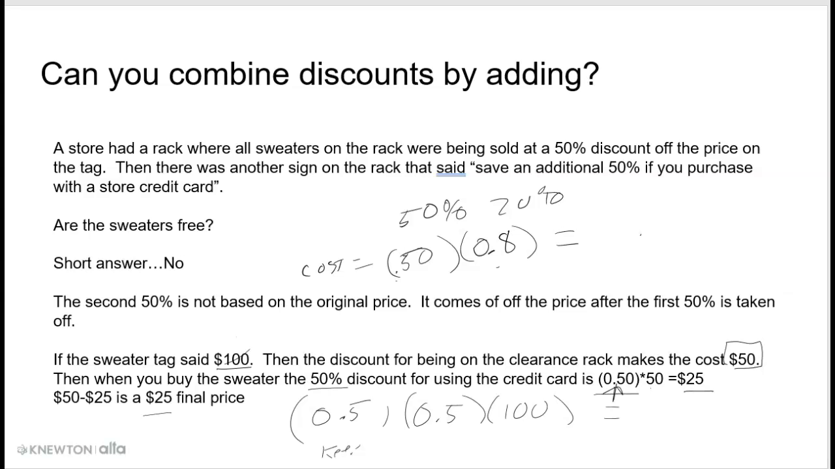And if the question was what percent of the original amount was there, you pretend whatever you were starting with was 100. And then you apply the percentages. And this would be 25% of the original amount is what you paid, because that number was 25 and I started with 100. So if they don't give you the price of something and ask you what percent of the original price do you pay, pretend the price was $100.